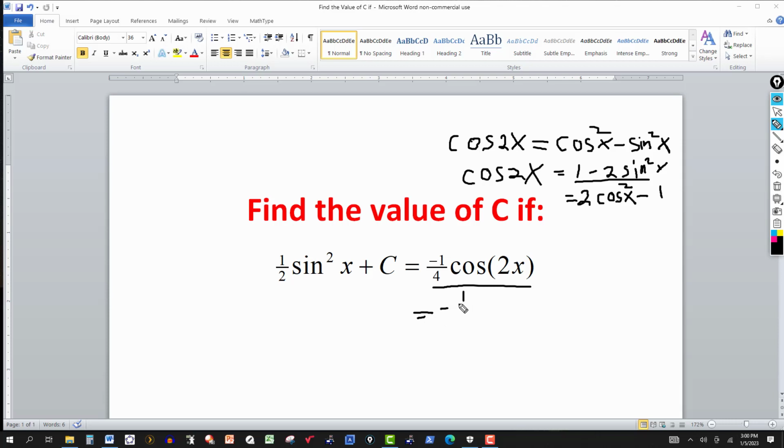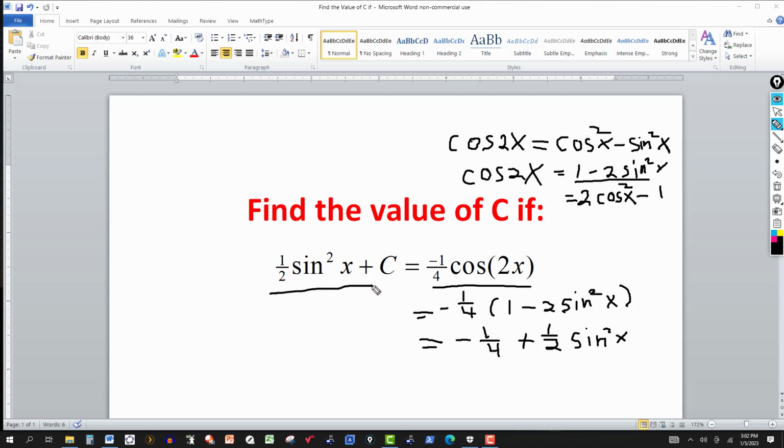This will be minus 1/4. So I'm going to replace cosine of 2x by 1 minus 2 sine squared x. And then I'll multiply through here by negative 1/4. So negative 1/4 times 1 is negative 1/4. And negative 1/4 times the minus 2 sine squared x, well, first multiply the minus 2 here. That becomes a positive 1/2 sine squared x.